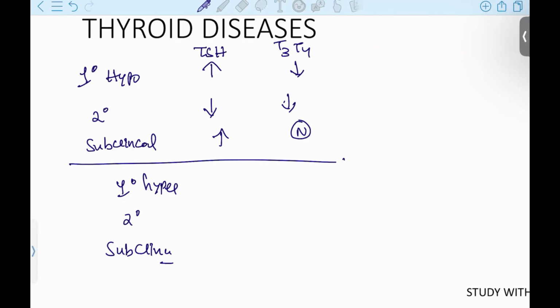Okay. In primary hyperthyroidism, TSH will be low due to the negative feedback mechanism. Again, in the secondary type, both will be high. In subclinical, T3, T4 will always be normal.